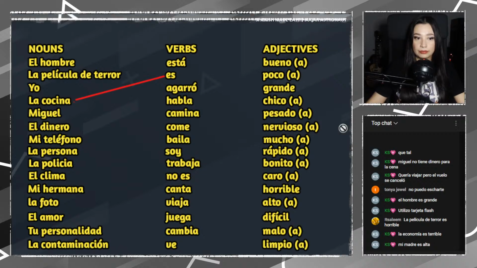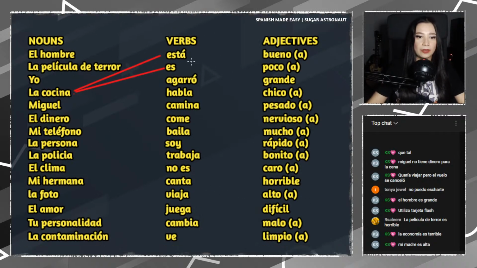You can use está as well. La cocina está or es. I mean, we can't use camina because that's walk, baila, dance, trabaja, kitchen. The kitchen doesn't work. No kitchen ever works. That would be something weird. Oops, sorry. There you go. So that's quite interesting that, out of all of the verbs, está and es are usually the ones that work. La cocina está grande.